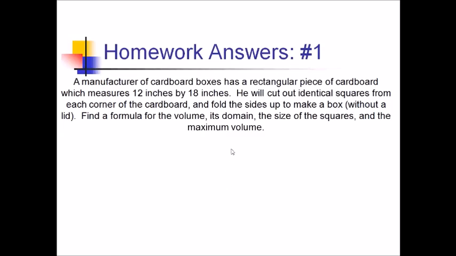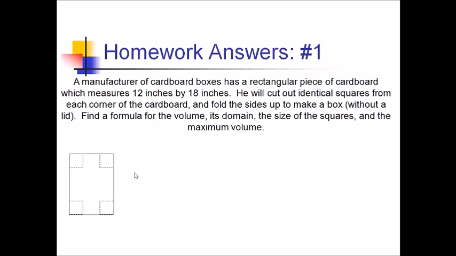For number 1, we have one of these fold-up, cut the squares out of the corners box problems. The piece of cardboard we're starting with is 12 by 18. So we need to figure out the size of the squares that give us the maximum volume, the domain, a formula for the volume, maximum volume, all that stuff.